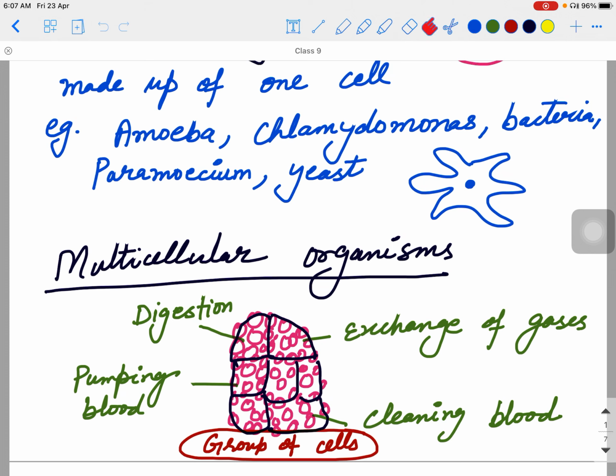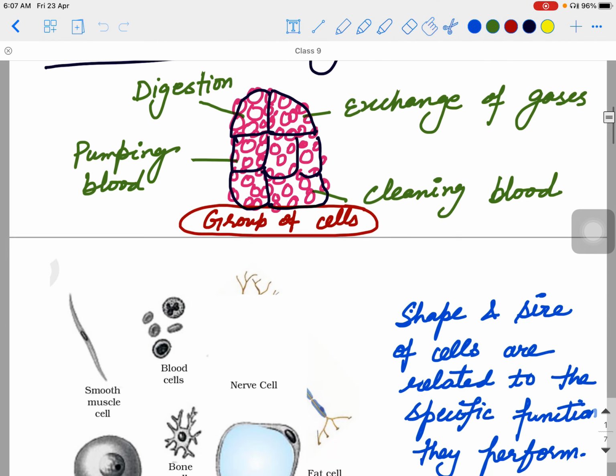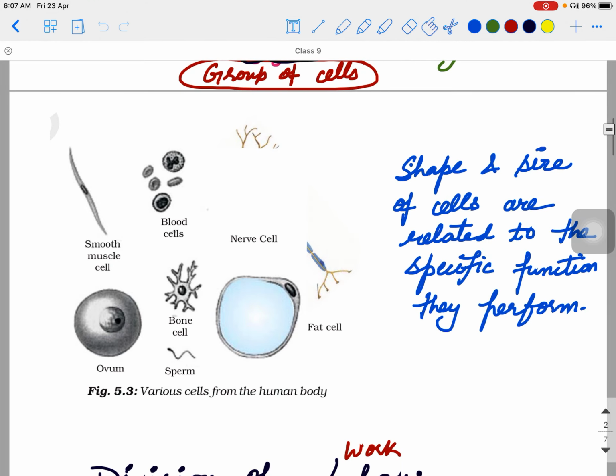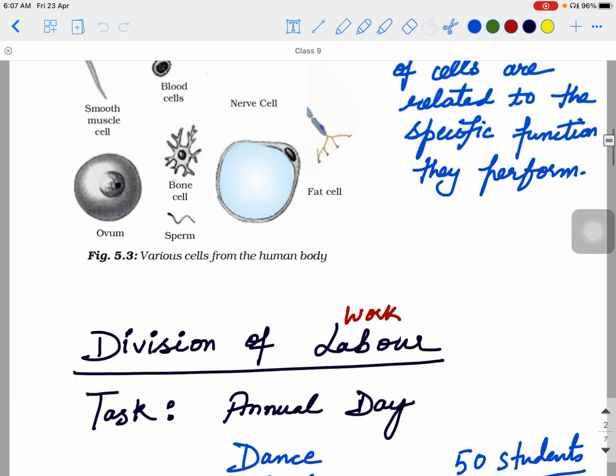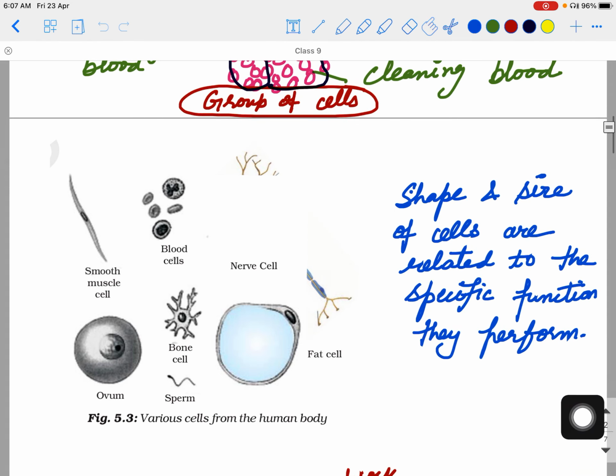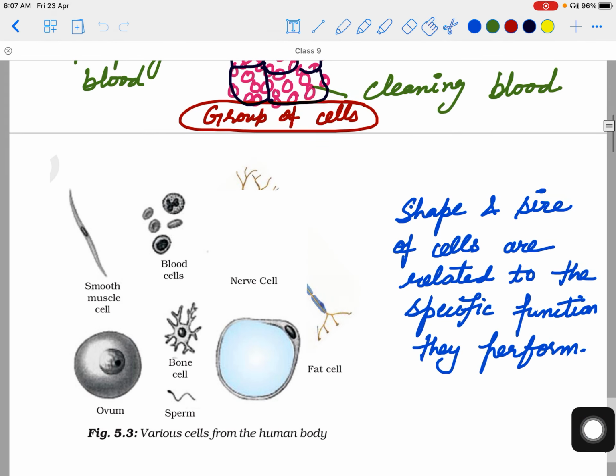Now let's see what this phenomenon is known as. This phenomenon is known as division of labor. Before we go into details of division of labor, we should know why different types of cells are present in multicellular organisms and what is the relationship between their shape, size, and the function they perform.